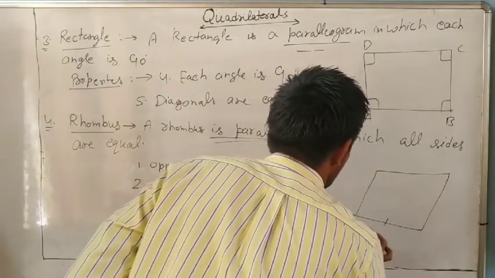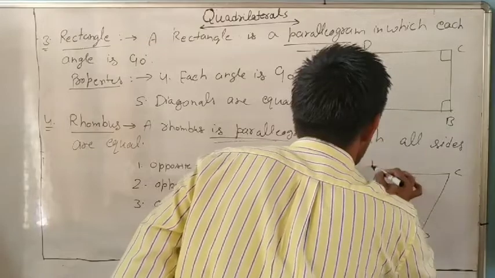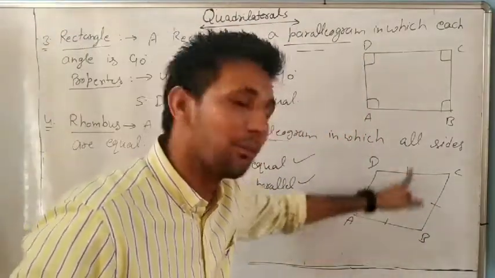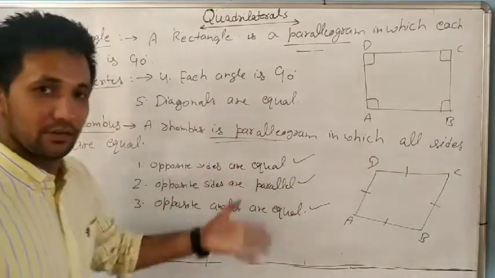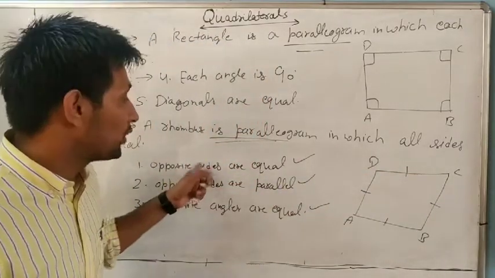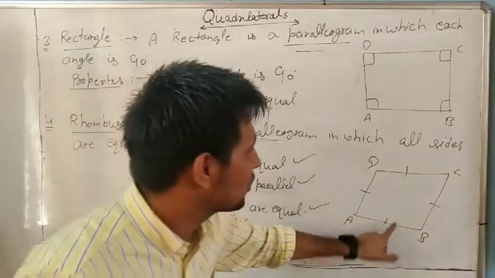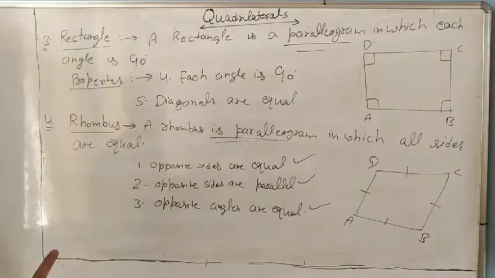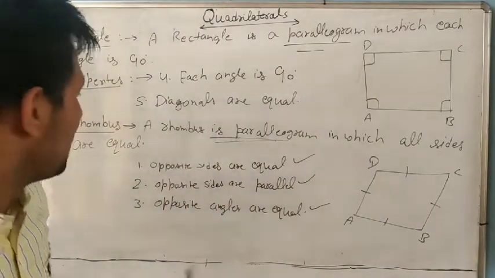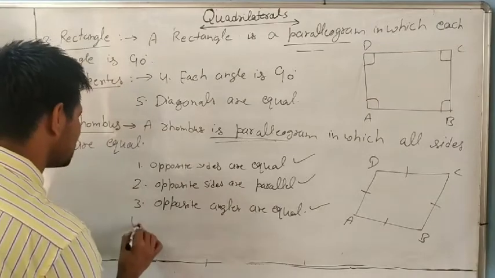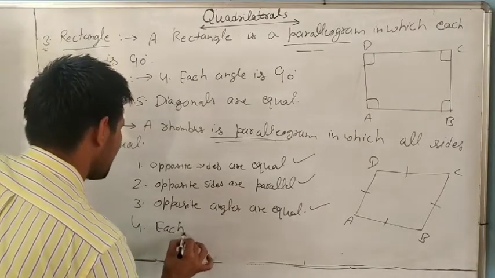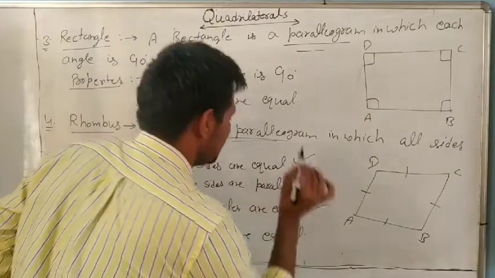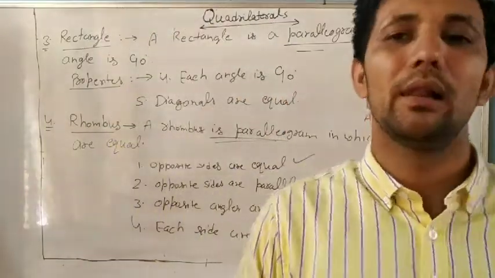It means A, B, C, D, all sides are equal. If all are equal, it means opposite sides are also equal. The first property is satisfied, because in a parallelogram opposite sides are equal. Here also opposite sides are equal, and not only that, each side is equal. So one more property in this one: opposite sides are equal also, and fourth is each side is equal. Understand it?